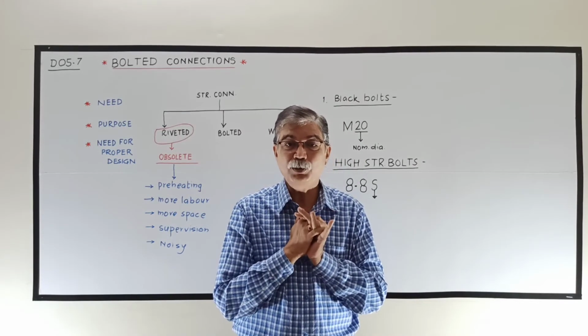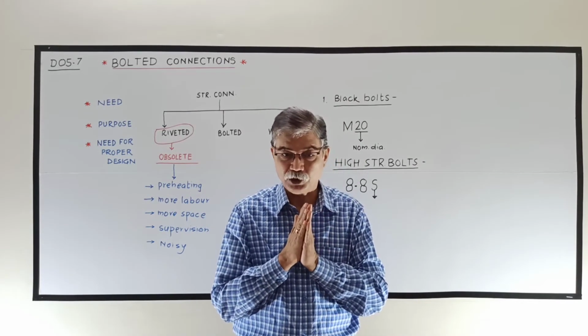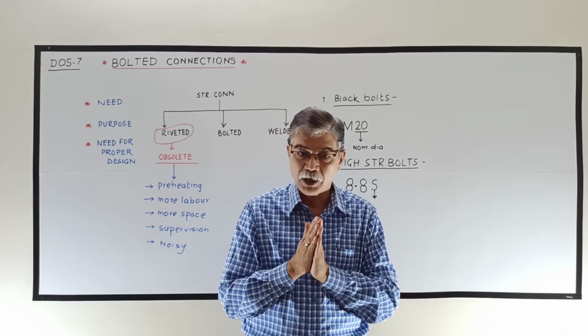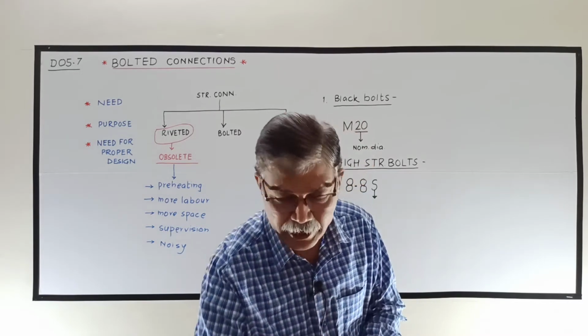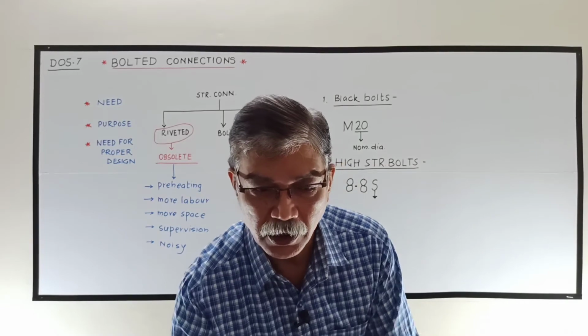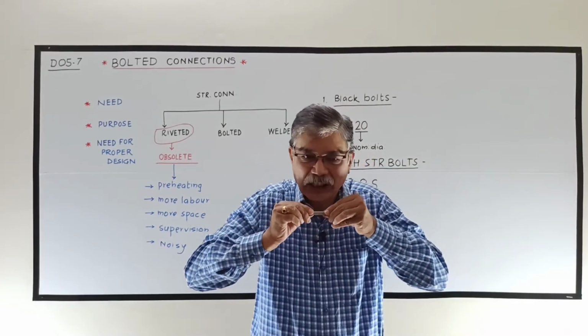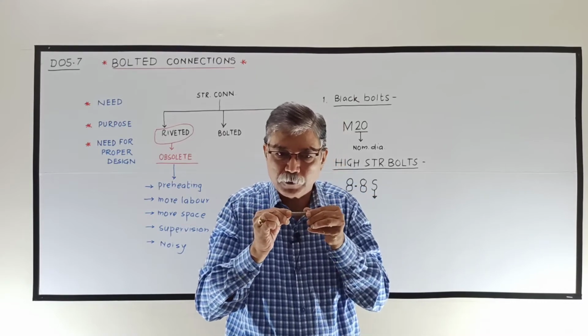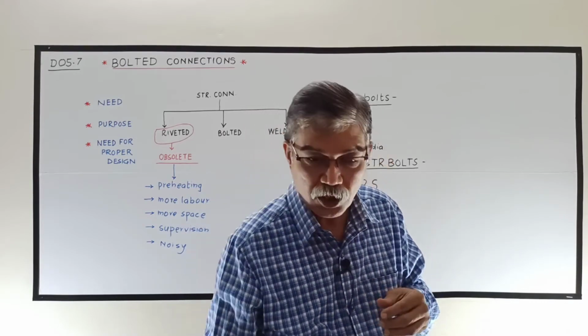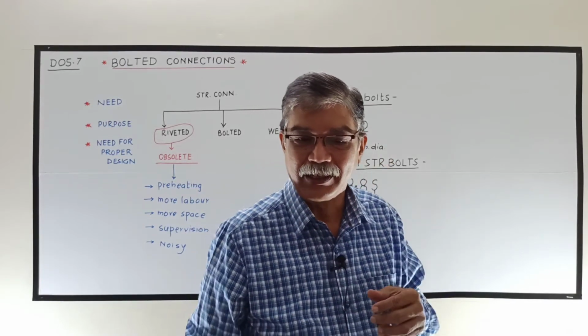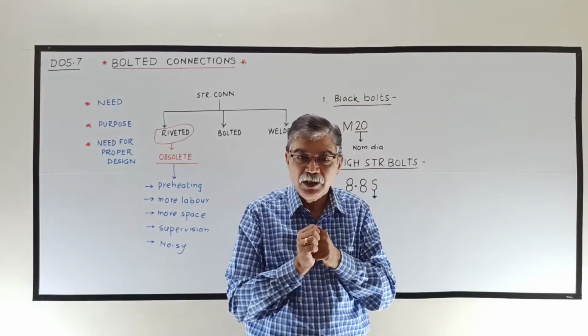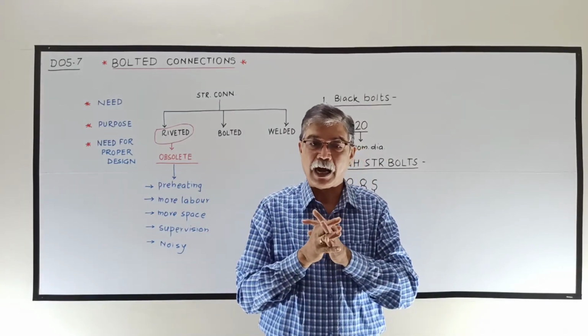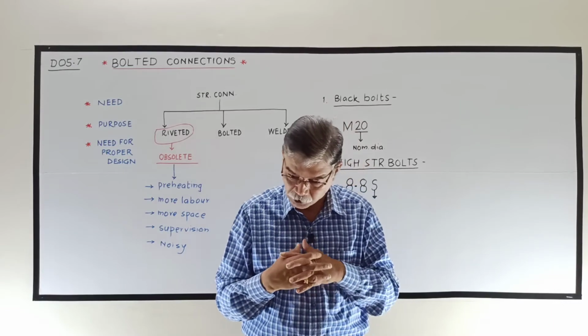Now, why these bolts are known as high strength bolts? Because these bolts are induced with initial tension. Initially, the tension is induced in these bolts. Okay? So, bolts with initial induced tension are called as high strength bolts.